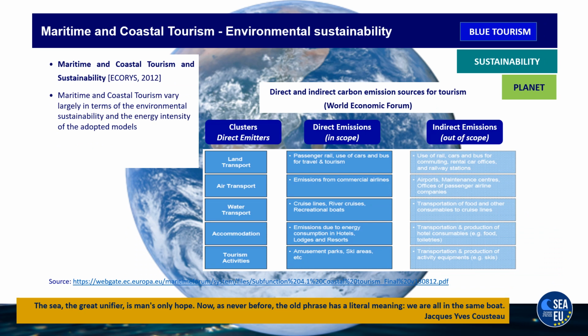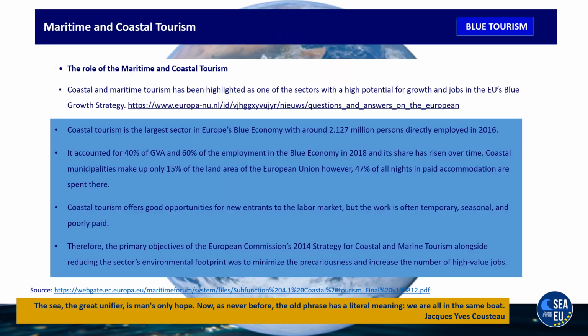Due to its dispersion and fragmentation, tourism and similarly coastal tourism varies largely in terms of their environmental sustainability and the energy intensity of the adopted models. Some of the main sources of carbon emission related to tourism are presented in this picture.